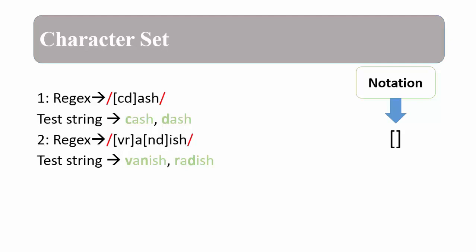of vanish. Similarly, for the second test string of reddish, R will be picked from the first character set, VR, then A, then the second character set will give it D, then ISH for the rest of the regular expression match. Now let's run it in our regular expression tester.